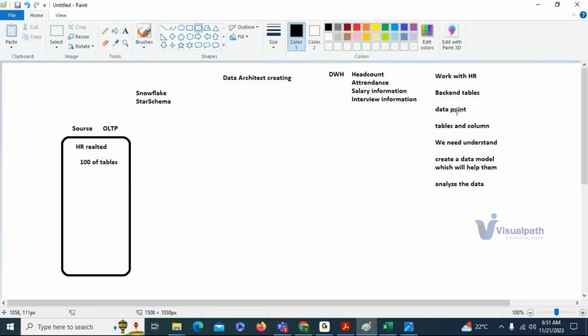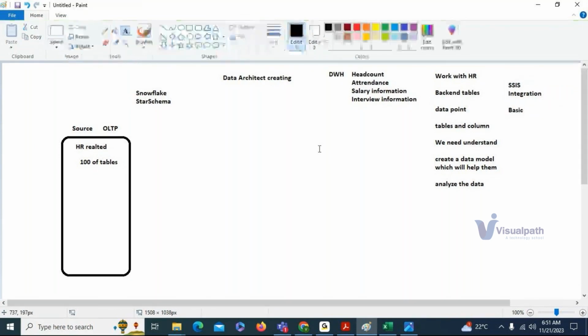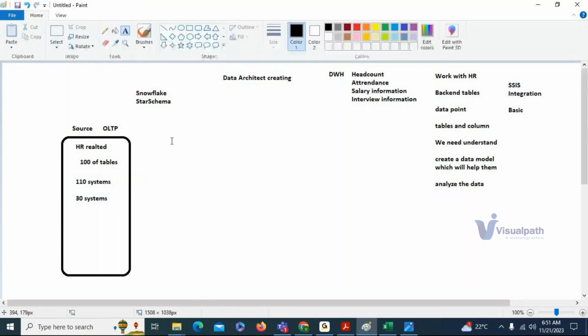If you see traditionally any data ETL tool, like SSIS, SQL Server Integration Services, you are going to do the data integration. That's the basic. Now every organization, like I have worked in an organization where they have 110 systems. I worked there for 8 years. There was not a very big team. We integrated 30 systems. Those are the mission-critical systems they want to analyze. You cannot go to 30 different systems and do the analysis.